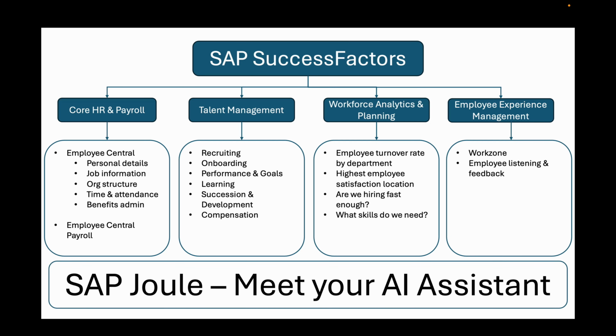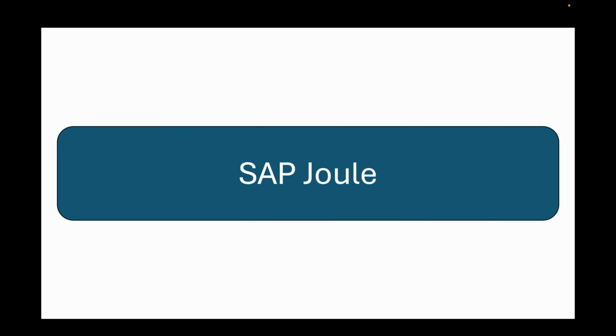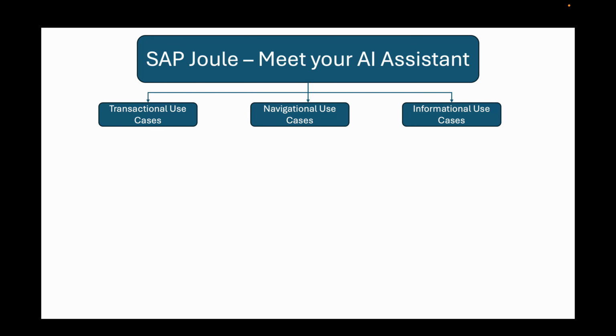Last but not least, SuccessFactors also offers a personal AI assistant called SAP Joule. SAP Joule has been revolutionizing how users interact with SuccessFactors. Think of Joule as your personal HR assistant that never sleeps and knows everything about your company's HR processes. It's not just another chatbot, it's deeply integrated into SuccessFactors and understands your business context, your role, and what you're trying to accomplish.